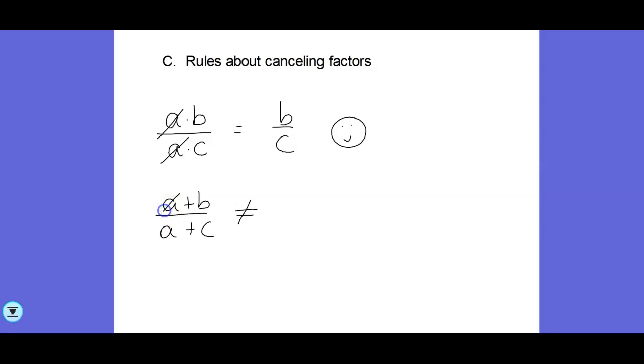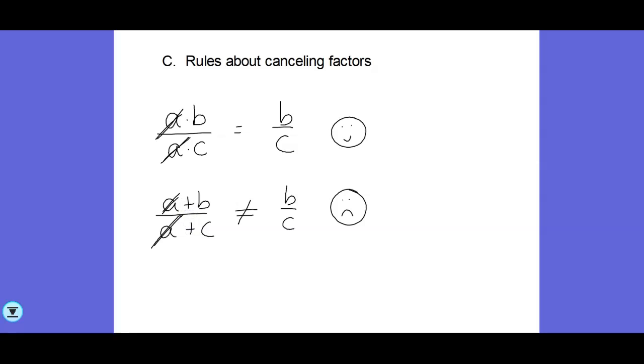You can't cancel these a's out like that and get b over c. That's a no-no. You can't do that. There are two ways I can have you remember this. One is that when you're canceling these things out, you're dividing, right? So a divides into a to make 1. Well, division cancels multiplication, correct? Because they're opposites. But division doesn't cancel addition. That doesn't make sense. So you can't do that.